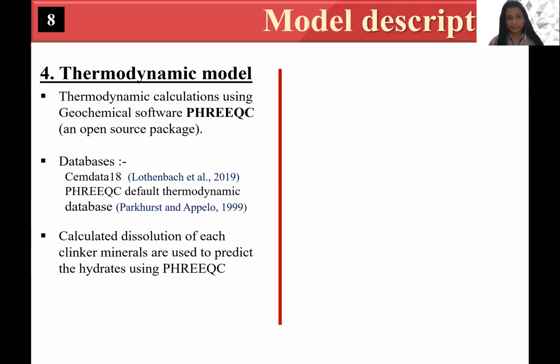The next step is the thermodynamic model. Here we have used a geochemical software called PHREEQC to perform the thermodynamic calculations. The calculated dissolution of each clinker mineral from the cement hydration model is used to predict the hydrates.